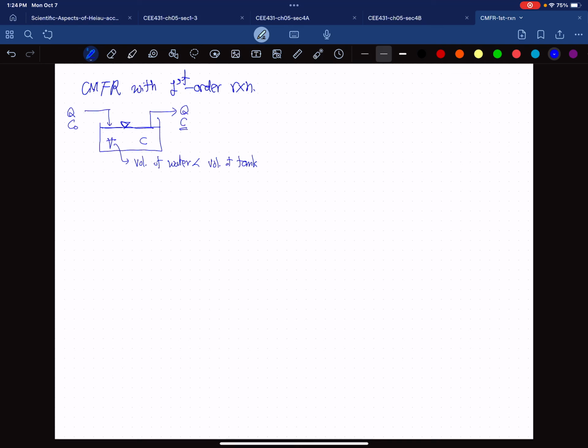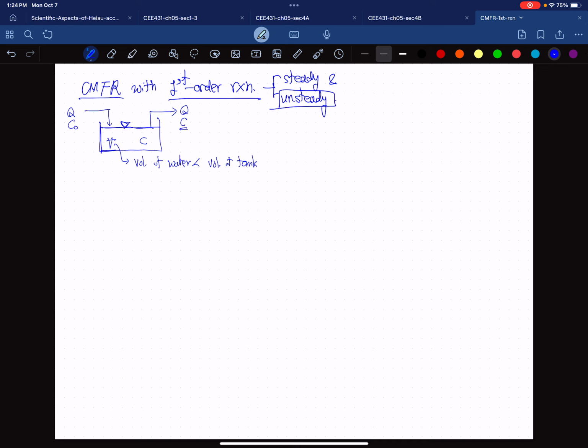Okay, so in this episode, we're gonna study CMFR, continuously mixed flow reactor with first order reaction in both steady and unsteady. So steady state is actually a special case of unsteady. So if you solve unsteady problem, then you actually solve everything.